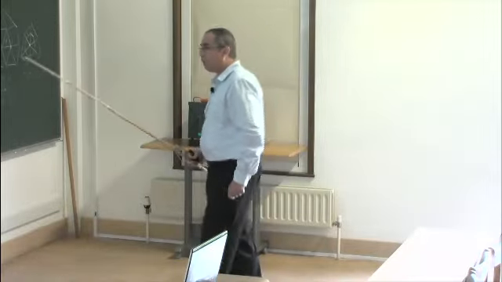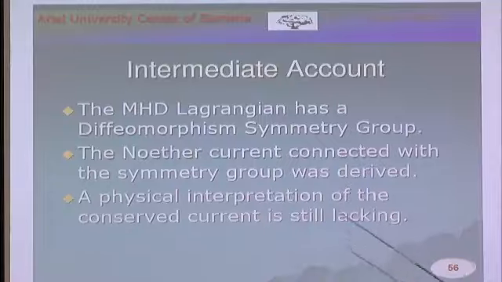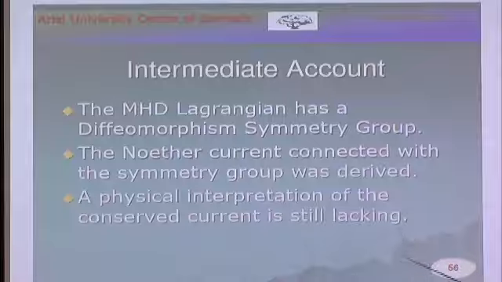Let's summarize. We have shown that MHD has a diffeomorphism symmetry group. We have also found the current connected with this symmetry group. But what is lacking, and this is still research in progress, is the physical interpretation of what those conserved currents really are.